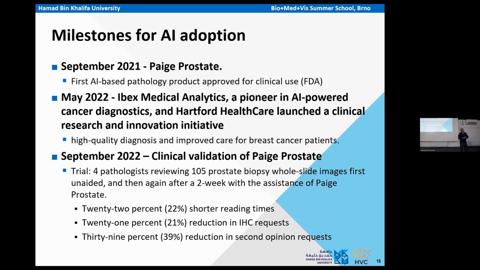So you can imagine that the companies, especially the medical companies, are perfectly aware of this kind of problem, and there is big pressure to speed up the usage of artificial intelligence in the workflow more than in other fields of medicine. In fact, last year there was a big milestone. There was one product from Paige, a company, related to prostate diagnosis that was the first AI-based pathology product approved by the Food and Drug Administration for clinical use. After the approval in September 2021, in September 2022 there were the first results of the clinical validation.